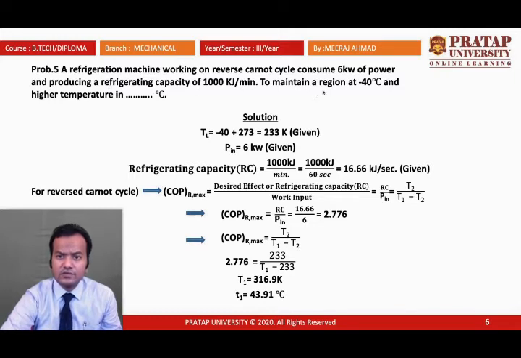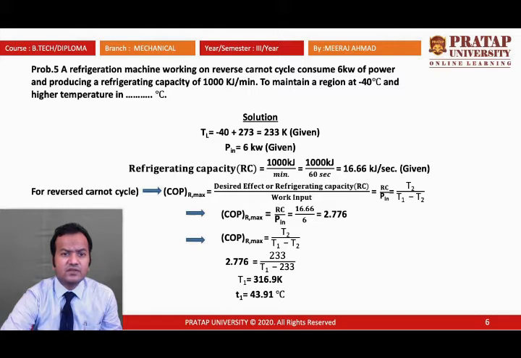When you are using the power input in kilowatt, the RC should also be in kilowatts. So this 1000 kilojoule per minute should be changed into kilowatts. First we have to change the units. To maintain the region at -40 degrees Celsius, you have to find the higher temperature.